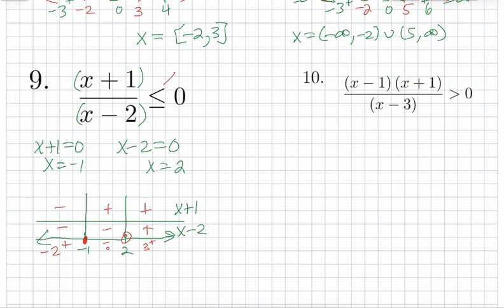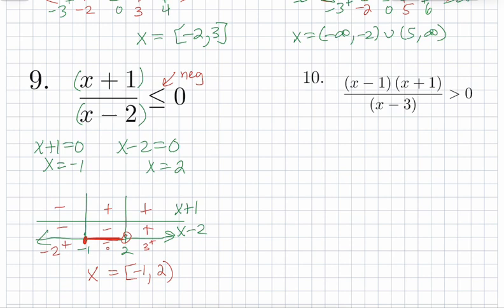Less than 0 means that we need negatives now colored in, so we color in the negative only in the middle. And our final answer is we want x's between -1 and 2. And you'll notice that the -1 got a bracket because that came from the top and it had an equal to symbol in the problem. But the 2 came from our denominator, so it has a parenthesis. Denominators will always have an open circle on them, so a parenthesis. Everyone good for number 9?